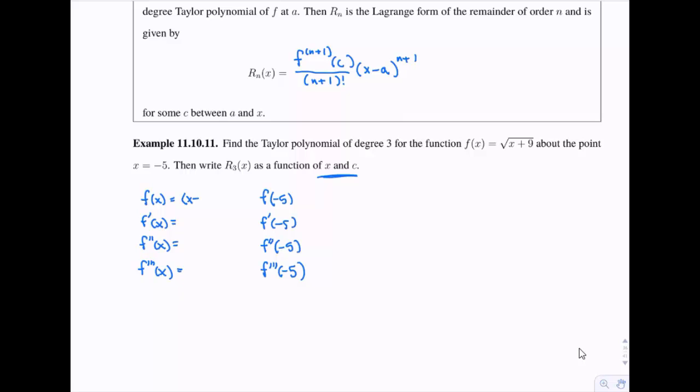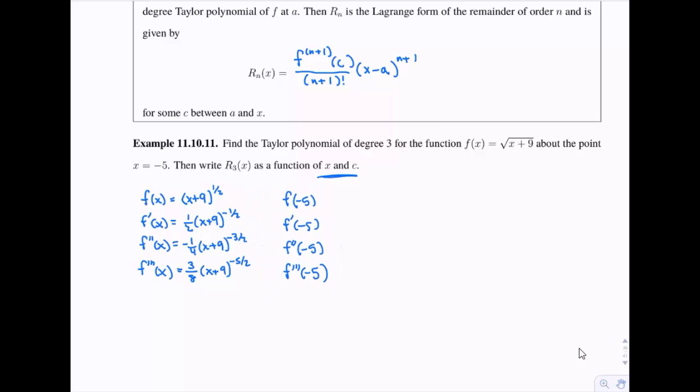Only need up through 3. Notice we're doing a degree 3 polynomial, not a general nth degree polynomial or a Taylor series. So let's go ahead and start taking some derivatives. 1/2 times (x plus 9) raised to the -1/2. Think about chain rule, but chain rule will be just multiplying by the derivative of x plus 9, which is 1. Take a second derivative. That -1/2 comes down. Take a third derivative. That 3/2 comes down. And you can see there's some nice alternating going on here. I'll move this over a little bit.